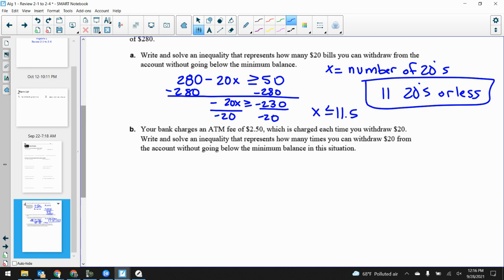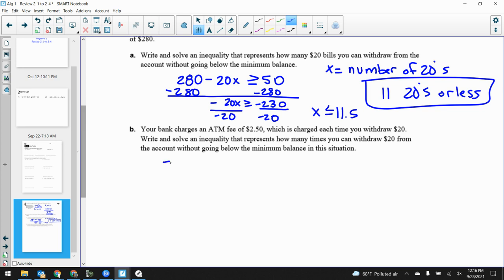Now, here's my interpretation of this. You're walking up to the ATM, and you're going to take out a 20. Only 20. And then you need more money, so you walk up to the ATM and take out another 20. So each time you're withdrawing money, you're only drawing out $20 at a time. Okay? So that charge is going to happen every single time.